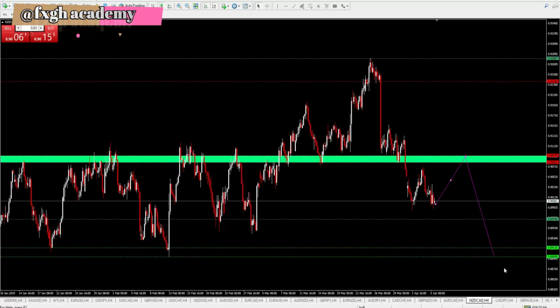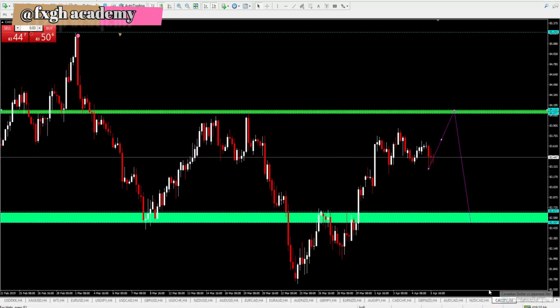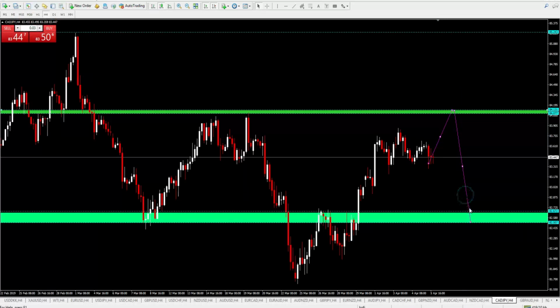As you can see, CAD JPY, we are looking for a sell. If you can get a pullback to test this level, we will see the market pushing all the way down to this level.